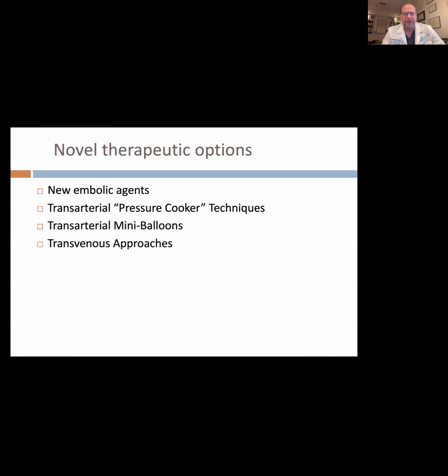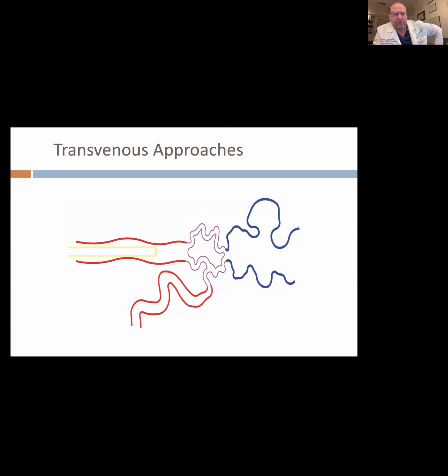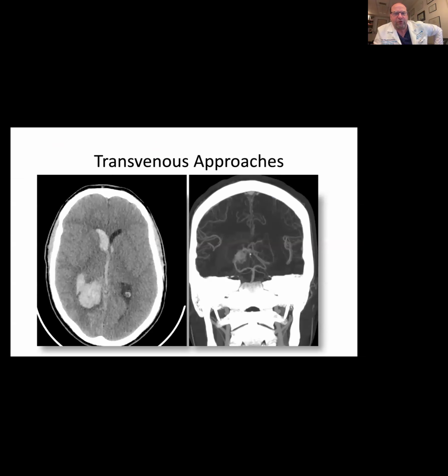transvenous approaches. If we can go from the back door, from the front door towards the back, we can also go from the back door towards the front, i.e., I go from the vein and now inject the contrast material into the nidus from not the artery, but from the vein. And so I just use a transvenous approach.